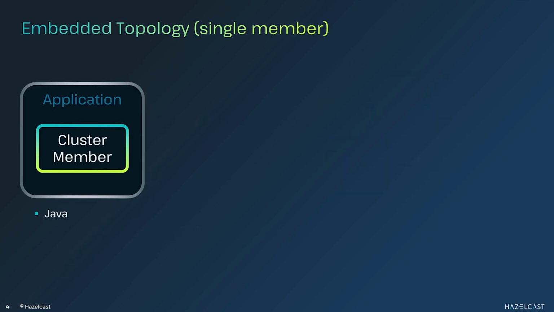The other popular deployment option is an embedded deployment. This option is only for Java. The application and a Hazelcast member instance will run in the same JVM. This is a popular option for doing prototyping and development, especially at early stages where only a single member node is needed for testing, as shown here.